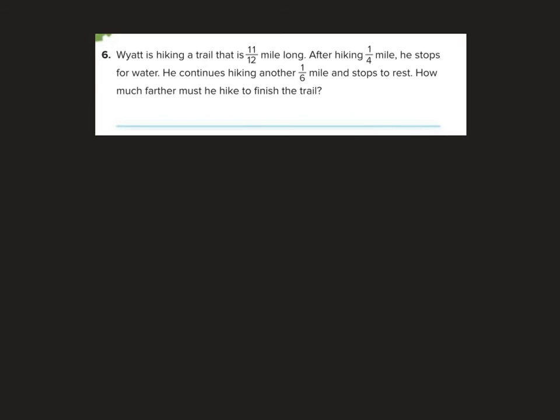Ooh, this is a multi-step problem here. So I've got a couple options. I could add 1/6 and 1/4 together and then subtract it from 11/12. But since we're practicing subtracting today, I could do subtracting 1/4 and then subtract 1/6. So why don't we do that? So I'm going to do 11/12 minus 1/4. I know 4 goes into 12 if I multiply it 3 times, so I have to do the same to the numerator. So now I'm working with 3/12 and 11/12. So if I subtract, 11 minus 3 equals 8/12.